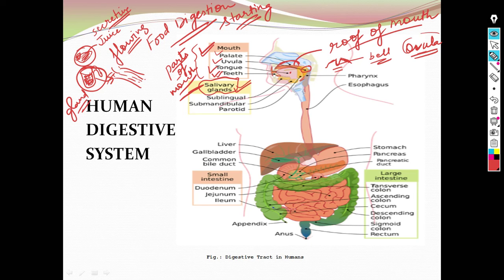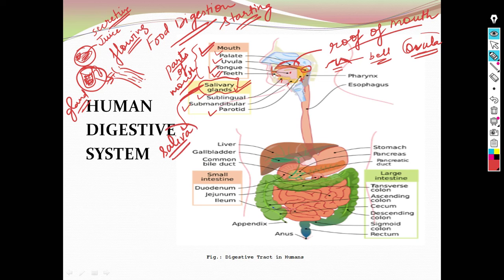Now, what are the names of these glands? There are sublingual, submandibular, and parotid. Sublingual is below your tongue, submandibular is on the side, and the parotid gland is in your cheek region, you can say. The same way it is on the other part of the face also. So on both sides these glands are present, so we call them salivary glands. And these salivary glands are secreting saliva.